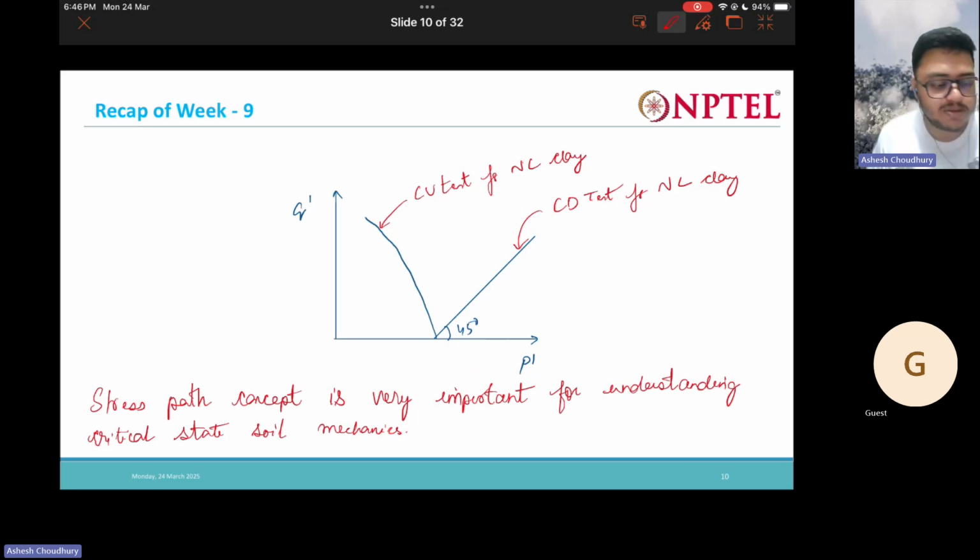The stress path concept is very important for understanding critical state soil mechanics. There is a topic in soil mechanics called critical state soil mechanics, which is quite an advanced topic. Generally, we study it in our master's, not in the bachelor's, so not in the undergrad. In critical state soil mechanics, to understand the concept, the stress path is very important. Everything there is explained with the help of stress path.